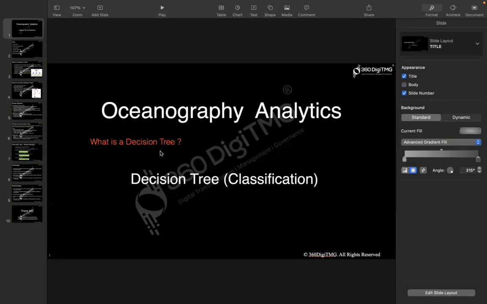What is a decision tree? A decision tree is a non-parametric supervised learning algorithm, which is utilized for both classification and regression tasks. It has a hierarchical tree structure, which consists of a root node, branches, internal nodes, as well as leaf nodes also.